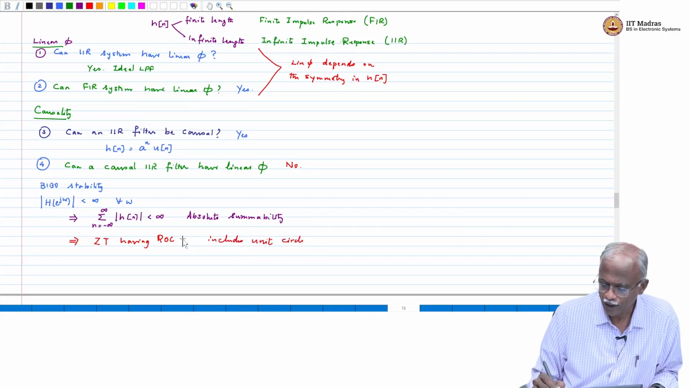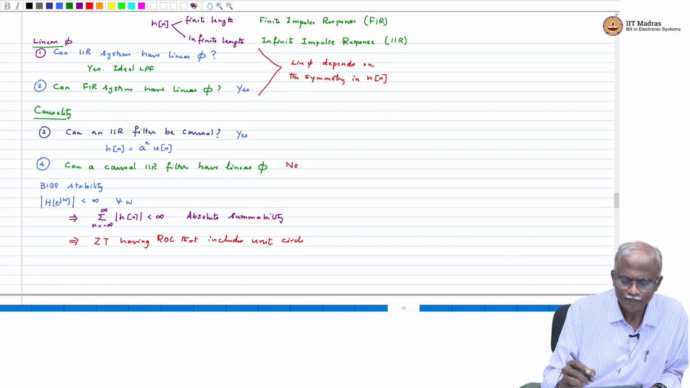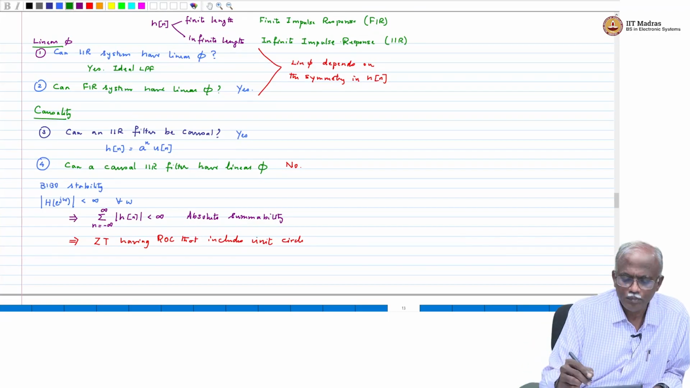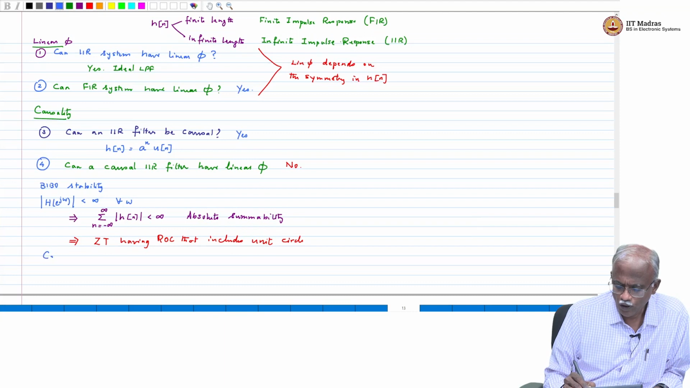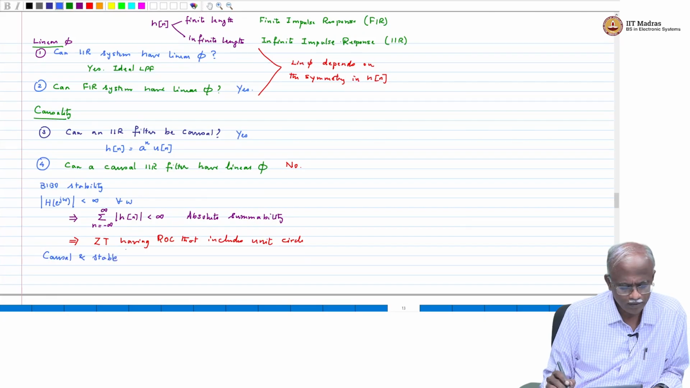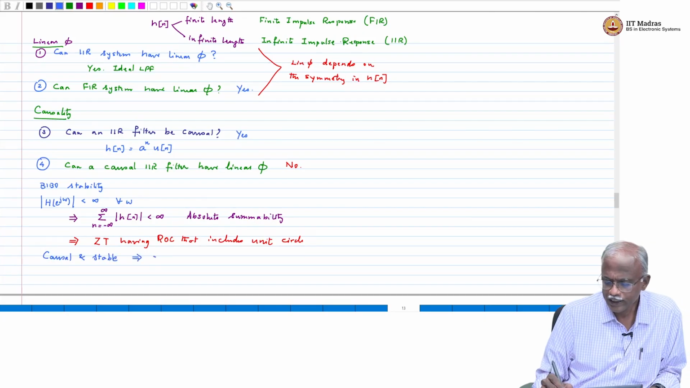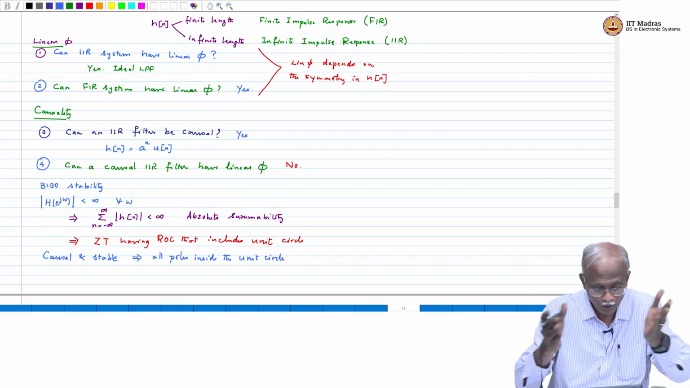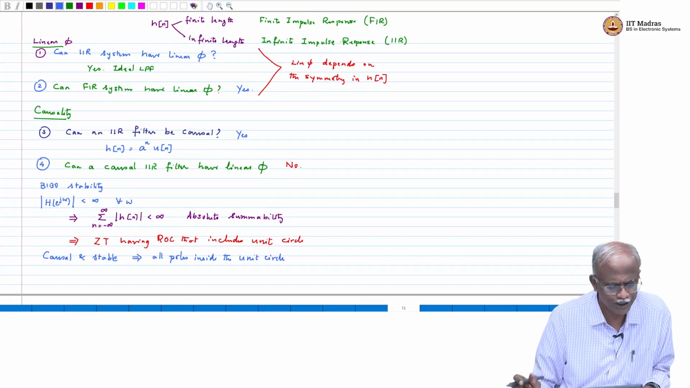Okay, so I hope you are comfortable with that statement. And now we say that the ROC including the unit circle means that if I am talking about a causal and stable system, this means all poles are inside the unit circle. That is the condition that we need to have BIBO stability.